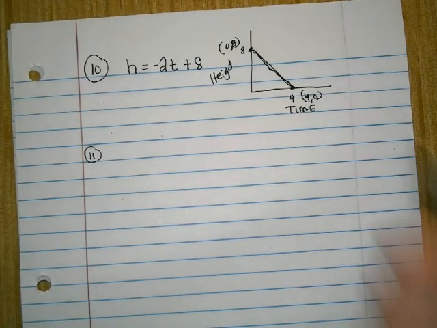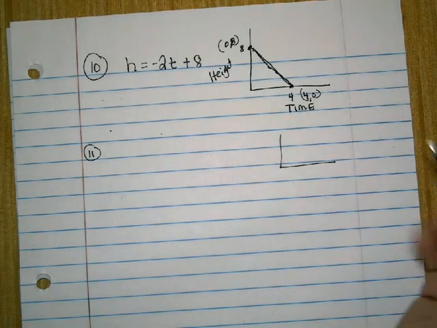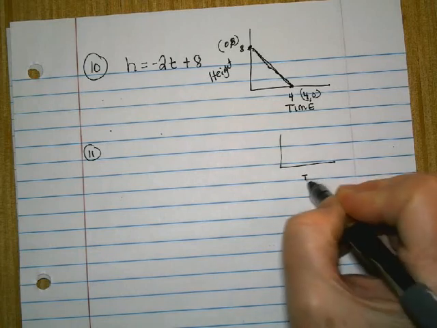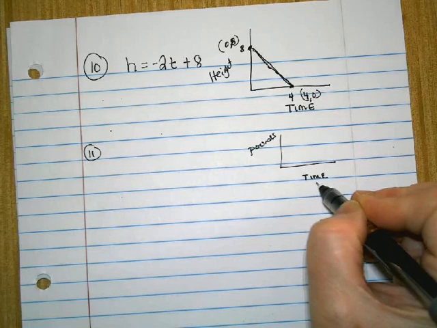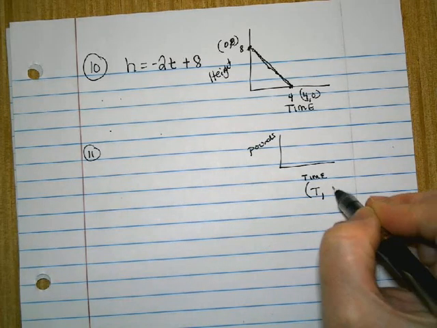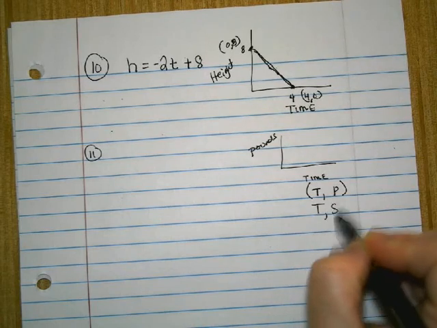So if we were going to graph this, where would we put time and where would we put pounds? Pounds would be here, so time is your x value. Time, pounds. I don't think they said use P, I think they said use S. T, S. So this is how we're going to set this up.